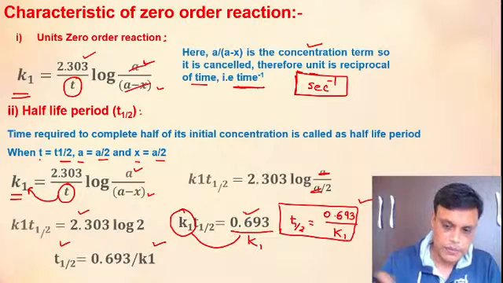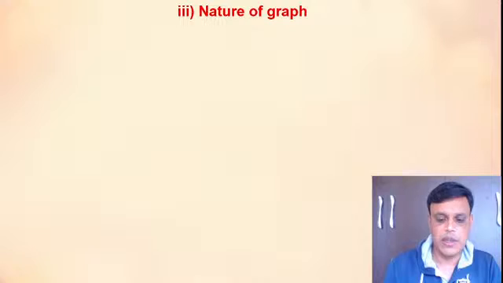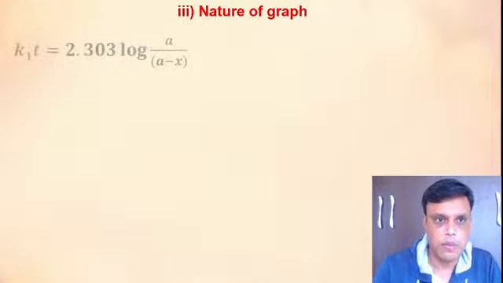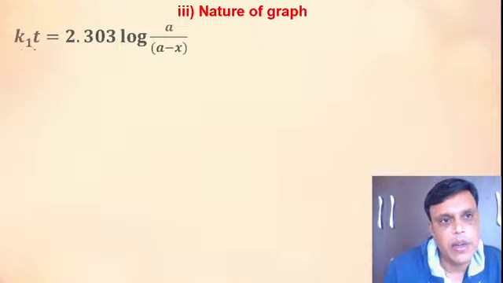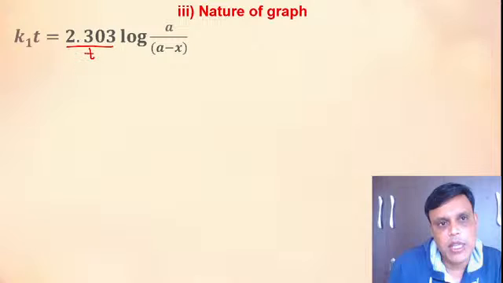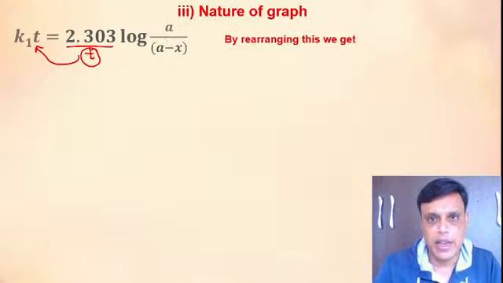Okay. Then the last characteristic is the nature of graph. What is the last characteristic? Nature of graph. So start with this equation. I have rearranged this equation. Where was t? T was here, so I have transferred this t to this side. So K1 t is equal to 2.303 log a by a minus x. Okay? So now we will rearrange this equation.